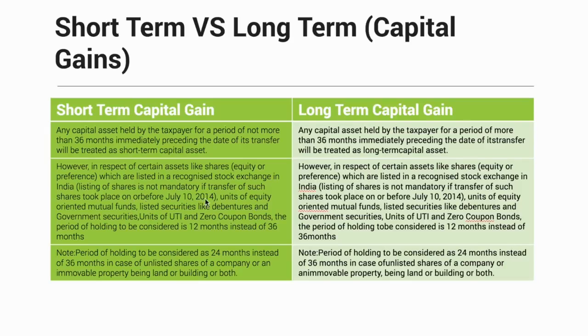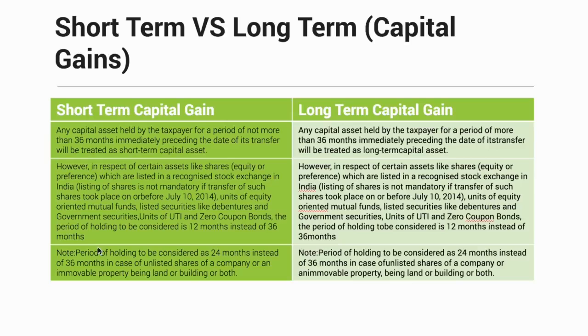And then units of equity-oriented mutual funds, the duration for this would also be 12 months. And similarly, listed securities like debentures and government securities, units of UTI and zero coupon bonds, the period of holding would be considered as 12 months instead of 36 months. So this is the first exception.